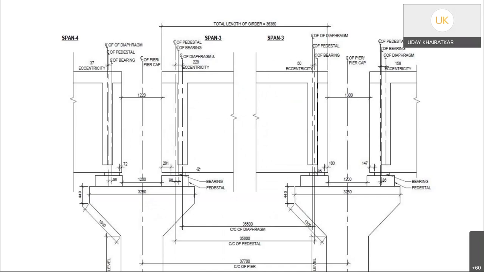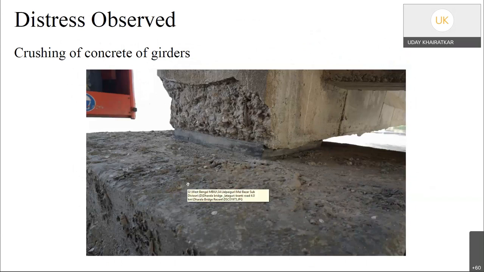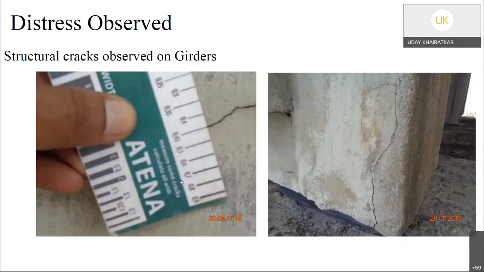A close photograph of the same. As we can see, the elastomeric bearing is almost coming to the edge of the girder, with the result that the elastomeric bearing is subjected to deformation. The crack widths have been measured.